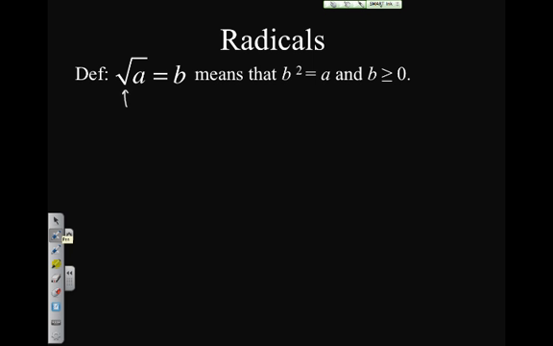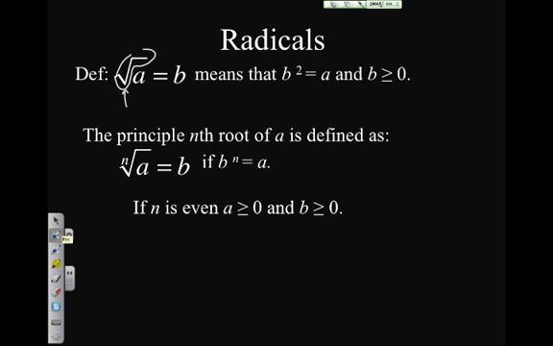So when we see this radical symbol right here, that means we're talking about a positive square root. So that means B is positive, or greater than or equal to 0, and it means that B squared will equal A.